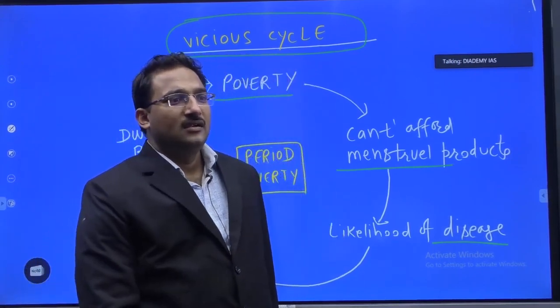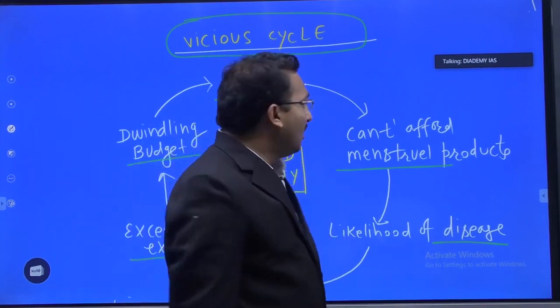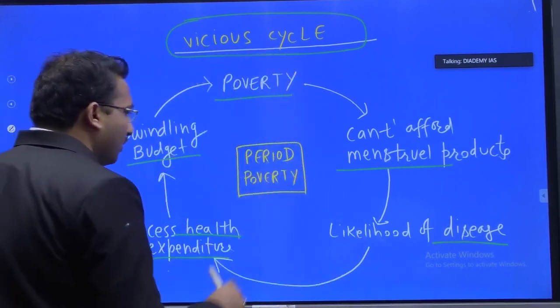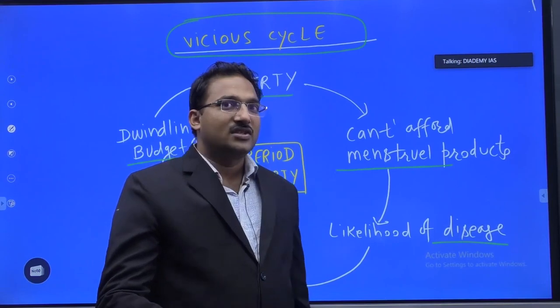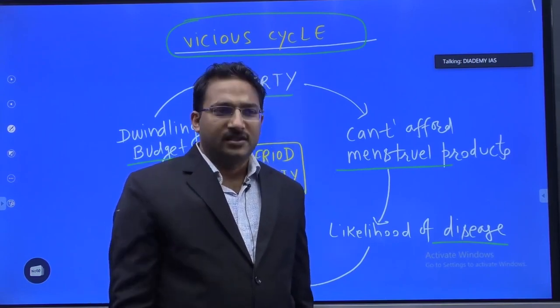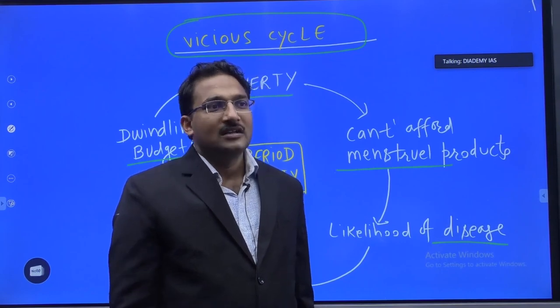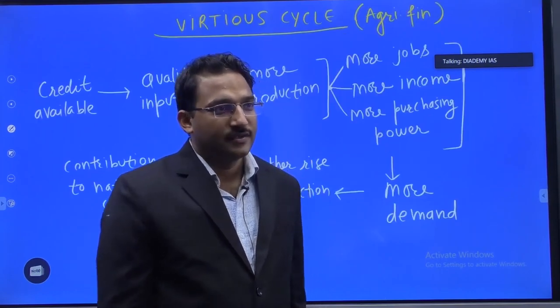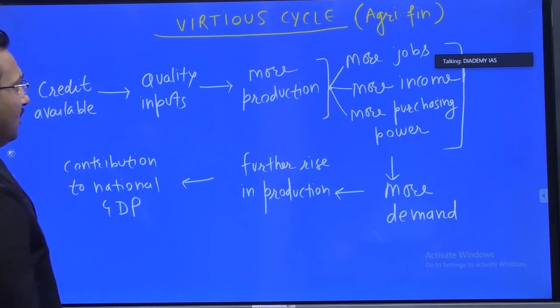So, a vicious cycle about period poverty, about poverty and climate change, agriculture and climate change, and so many other things. This kind of cycle you can use in the answers. A virtuous cycle you can also use.